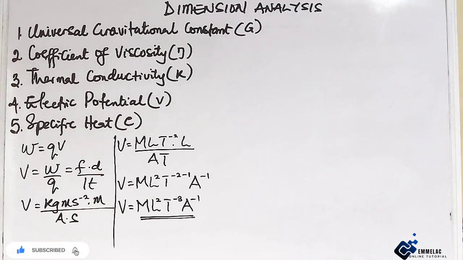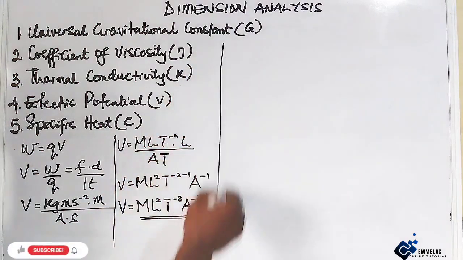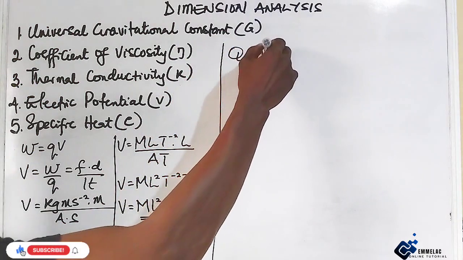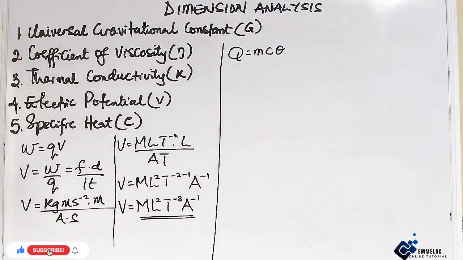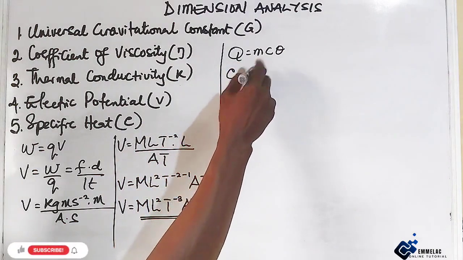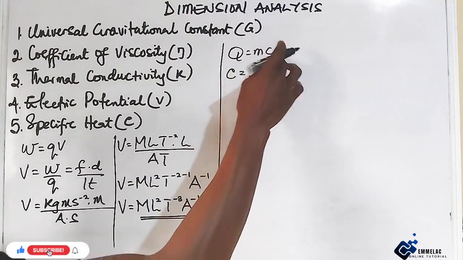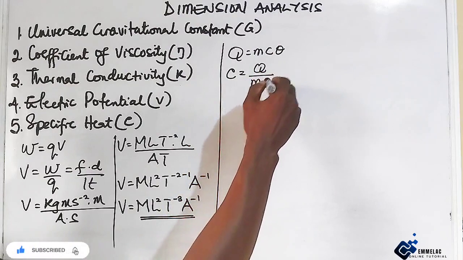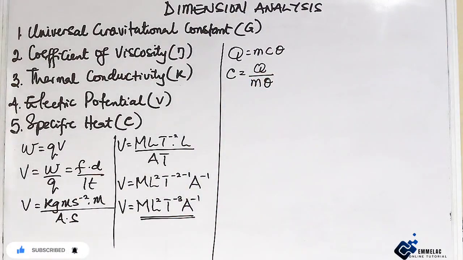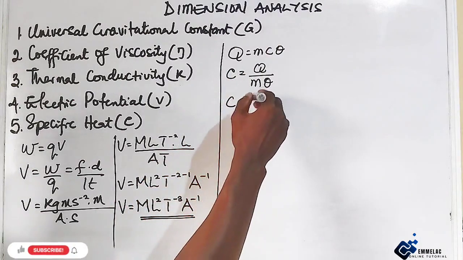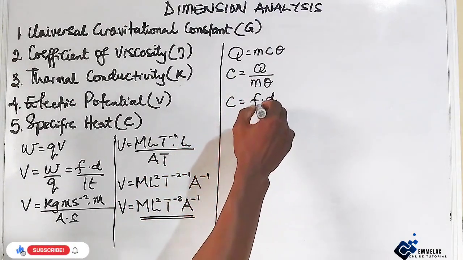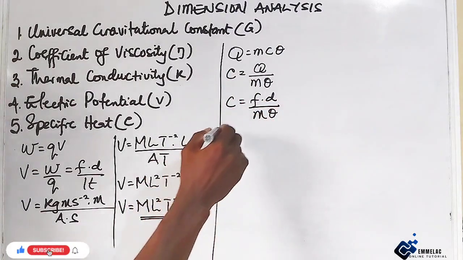Okay, now let us now move on to the specific heat capacity. Now let us recall that Q equals to MC theta. Okay, now after which we make C the subject of formula, which becomes that C equals to, when we divide both sides, so here we have Q all over M theta. Okay, now we know that this quantity of heat here is the work done, so here you have force times distance all over then the M theta.